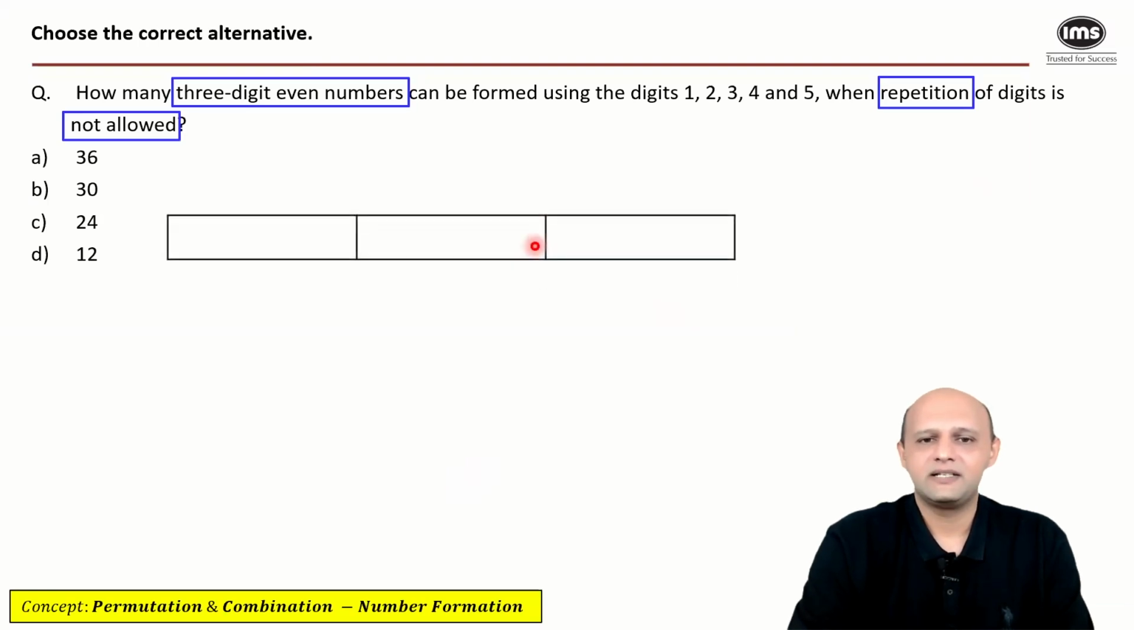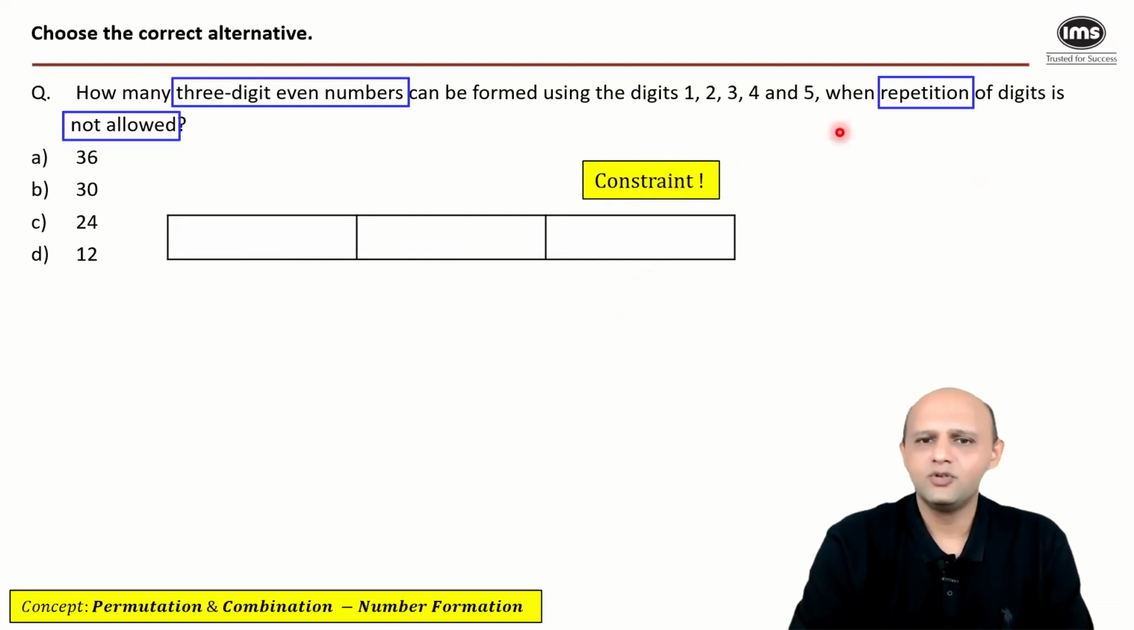Let us have the three place values, which are units, tens, and hundreds place. Because there is a constraint, always begin your counting from the place where a constraint is presented. Where is the constraint presented? The constraint presented is here.